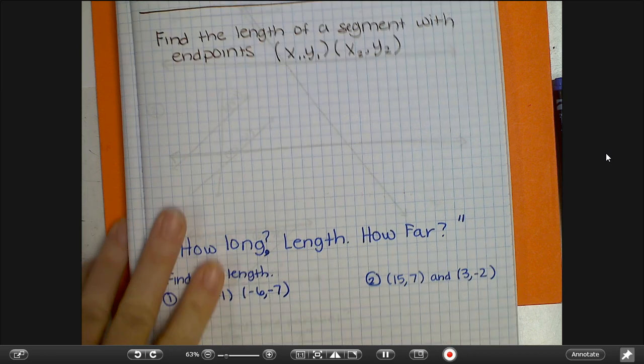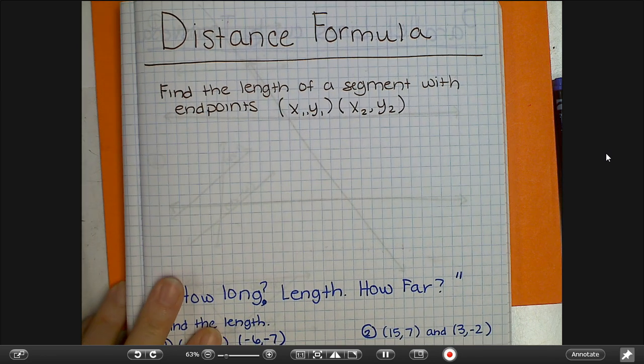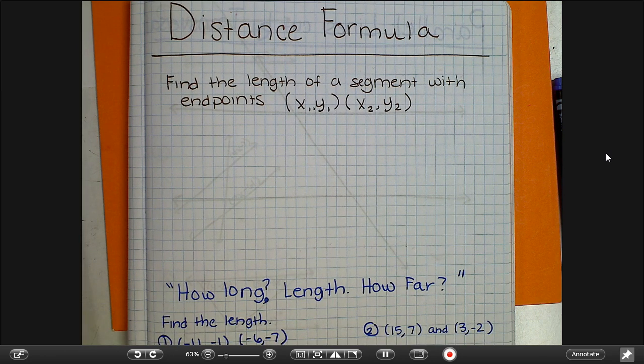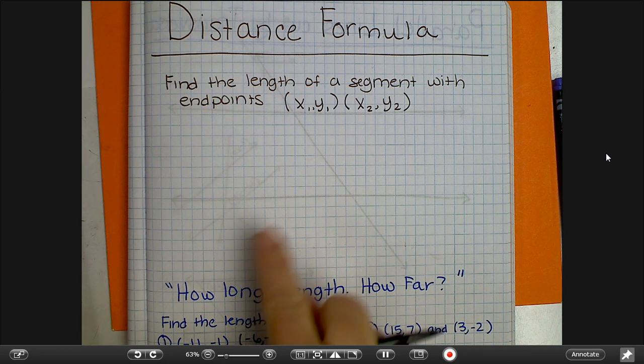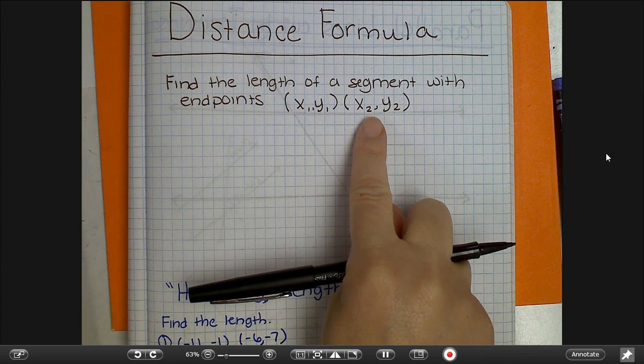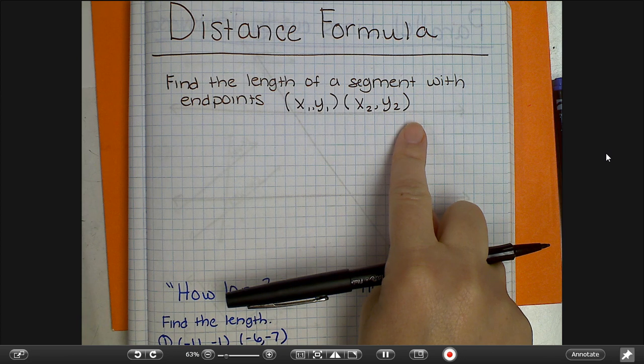All right, so now we want to find the distance formula. You may want to pause the video and take a minute to write this part down. All right, welcome back. We are going to find the length of a segment with endpoints x1, y1, x2, y2.